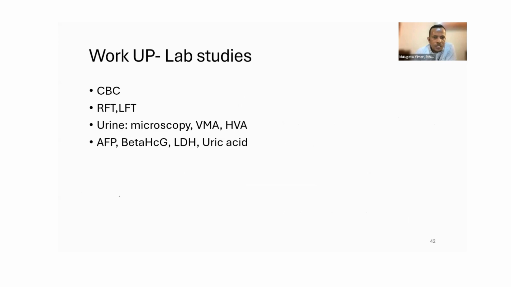The workup includes lab studies. You can start with a complete blood count with differential. You can have renal function test, liver function test, and on urine, a simple microscopy and dipstick. But if it is clinically indicated, you can have urinary markers, vanillylmandelic acid and homovanillic acid, if you have a case under consideration for neuroblastoma. More advanced or specific tumor markers like alpha-fetoprotein and beta-HCG can be done based on the clinical impression, not as a routine test.